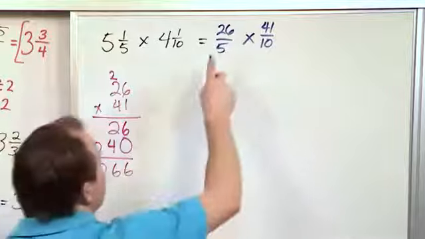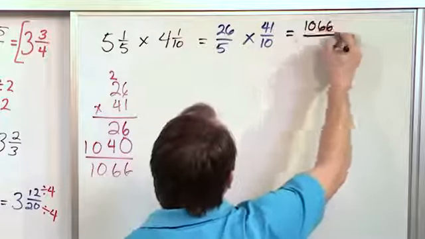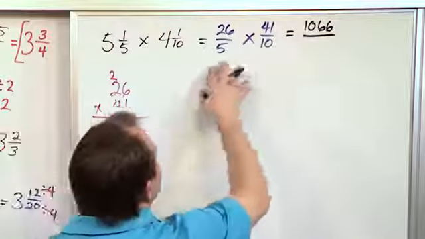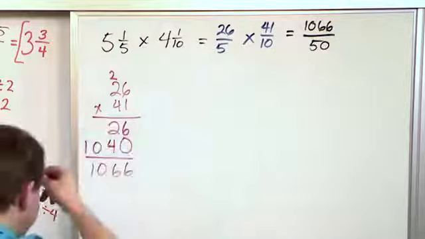So when I multiply 26 times 41, I know it looks crazy, but you get 1066 on the top. Now on the bottom, this is something I can do myself. 5 times 10 is 50. So I get 1066 over 50.